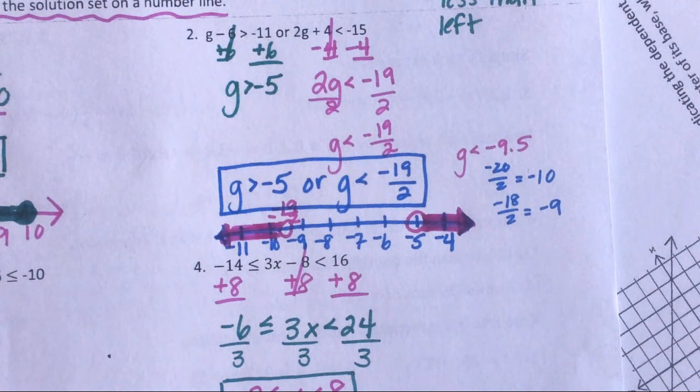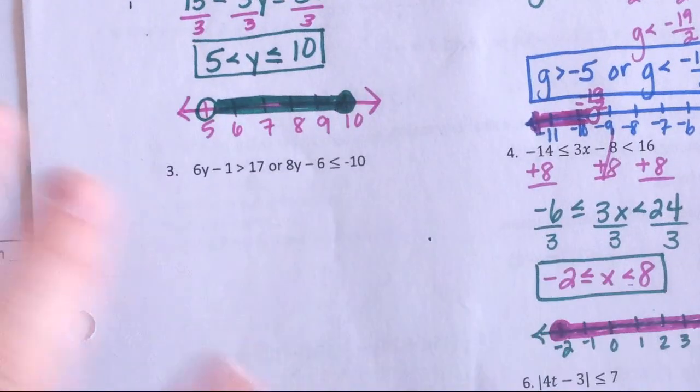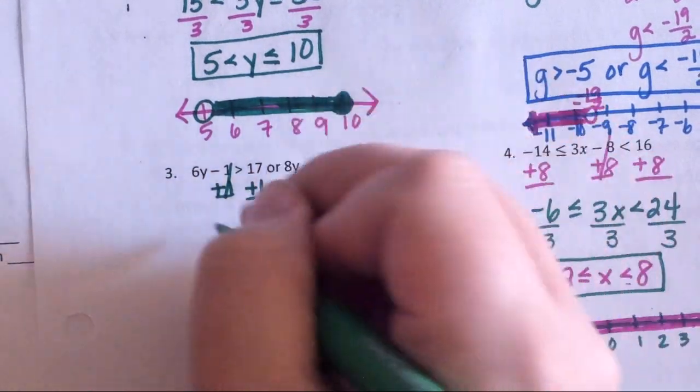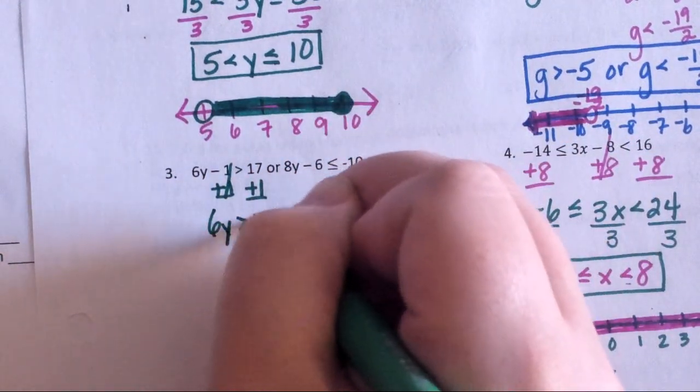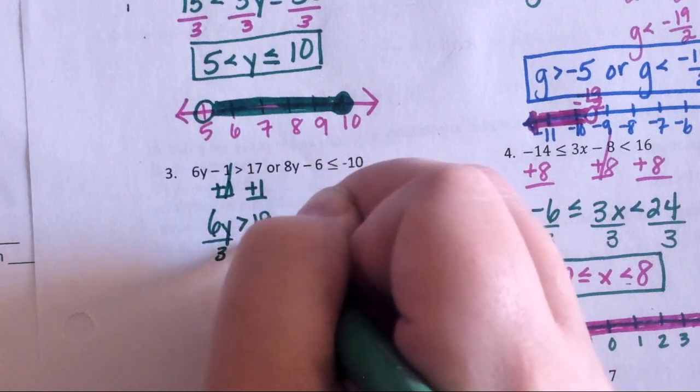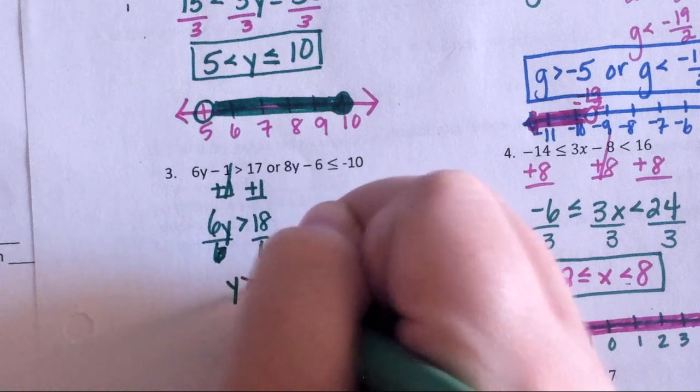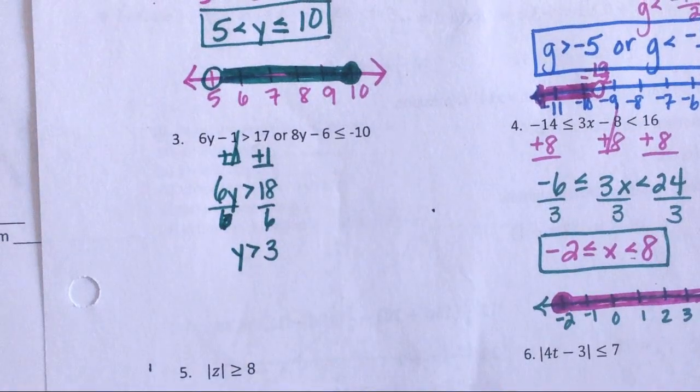We're going to do it one more time with number 3 because it's another or. So we add 17. We add 17. Good luck, grief. Let's calm down. We add 1. 6y is greater than 18. Divide by 6. Divide by 6. y is greater than 3. Writing the answer. That's always good.